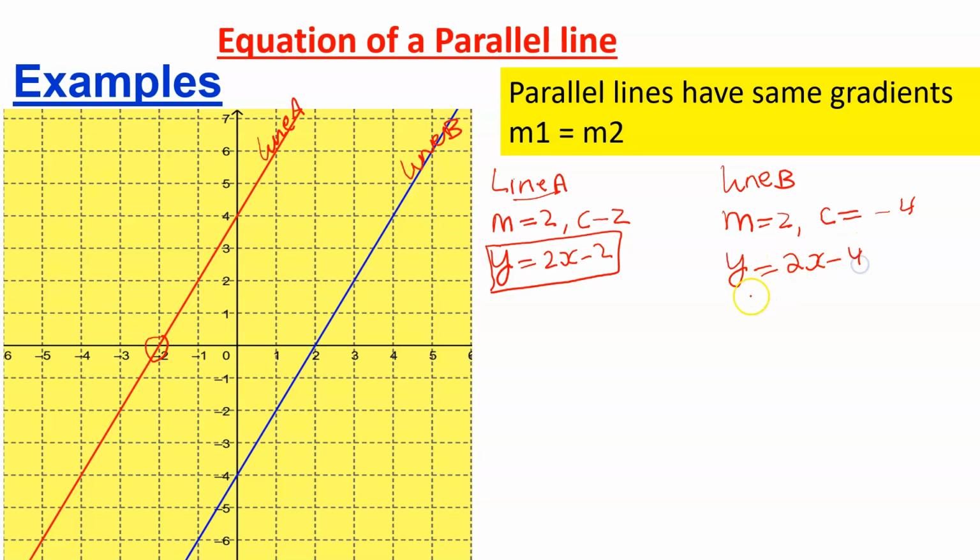That's how you find the equation of a line, and that's how you show that they have the same gradient. You just work out the two equations and compare the two gradients. 2, they are the same.